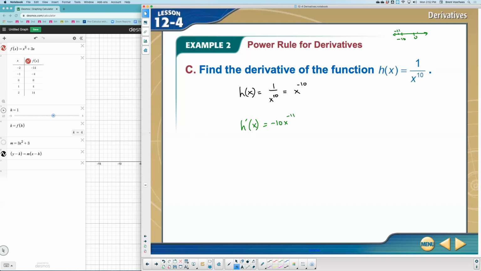So this would be to the negative 11th power, which you could rewrite as negative 10 in the numerator divided by x to the 11th power. You could write it in this form there. And that would be our derivative.